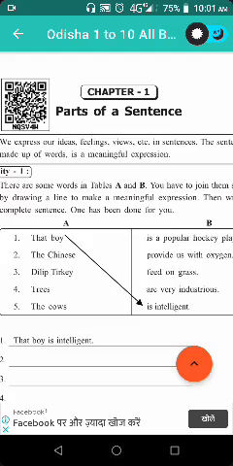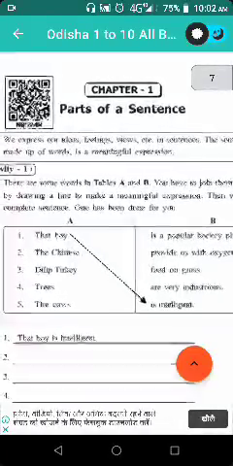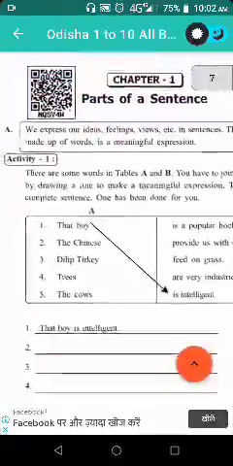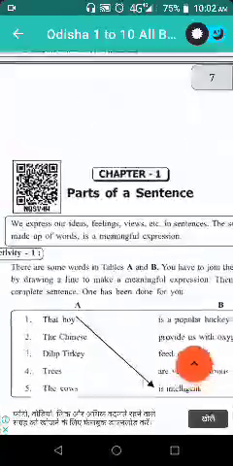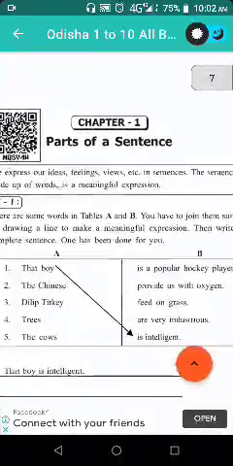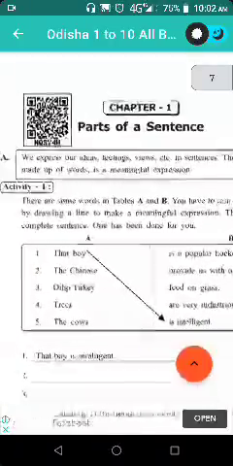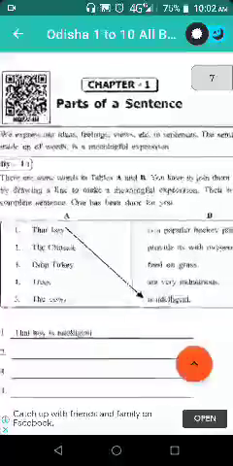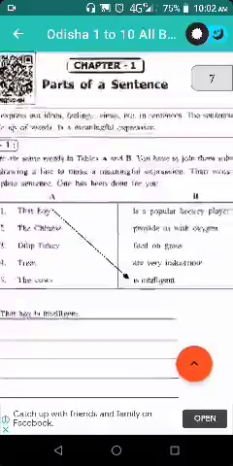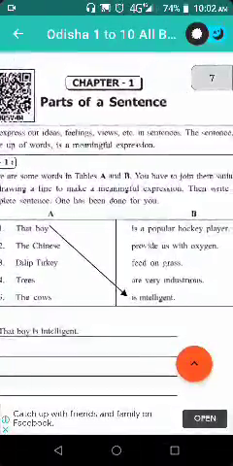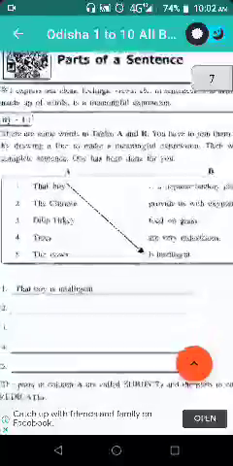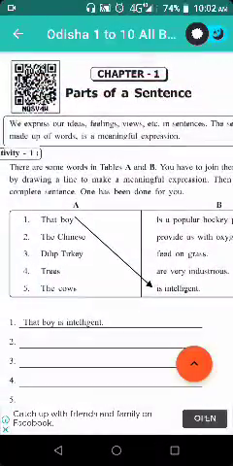Then conjunction is used to join two or more words or phrases. It is called conjunction, or conjunction is a joining word. For example, he is sitting and she is writing. He is sitting is a simple sentence, and she is writing is also a sentence. Both sentences are joined by and. So and is a joining word.